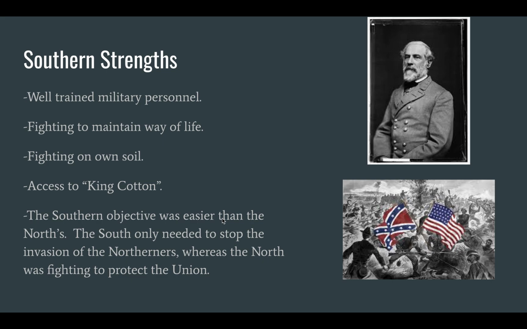And access to King Cotton. Cotton was still important. Although they weren't able to trade in larger quantities with Great Britain than they were before, they still needed this cotton production.